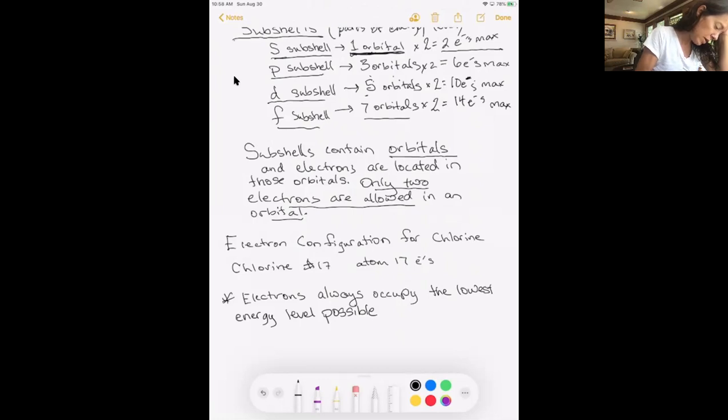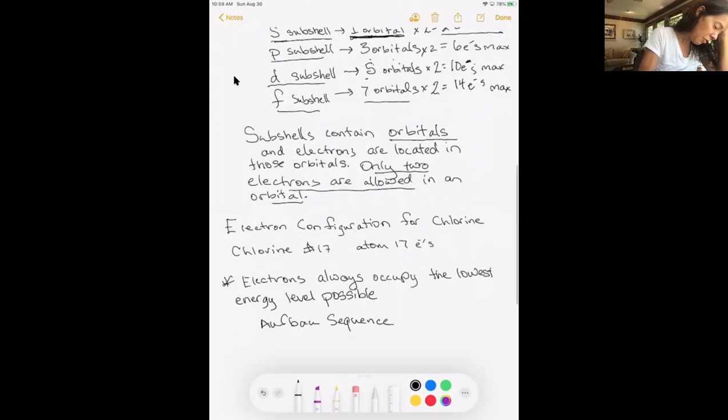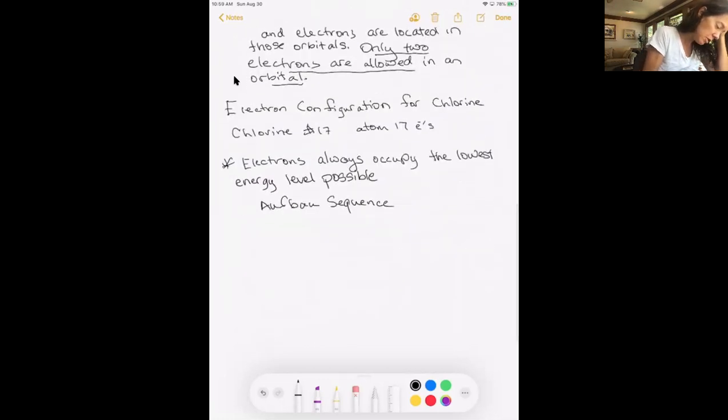So we always follow something called the Aufbau sequence when determining where electrons are located. And I happen to memorize the Aufbau sequence, okay? And it is utterly connected to the periodic table, right? I told y'all this would be a long video. It's utterly connected to the periodic table.